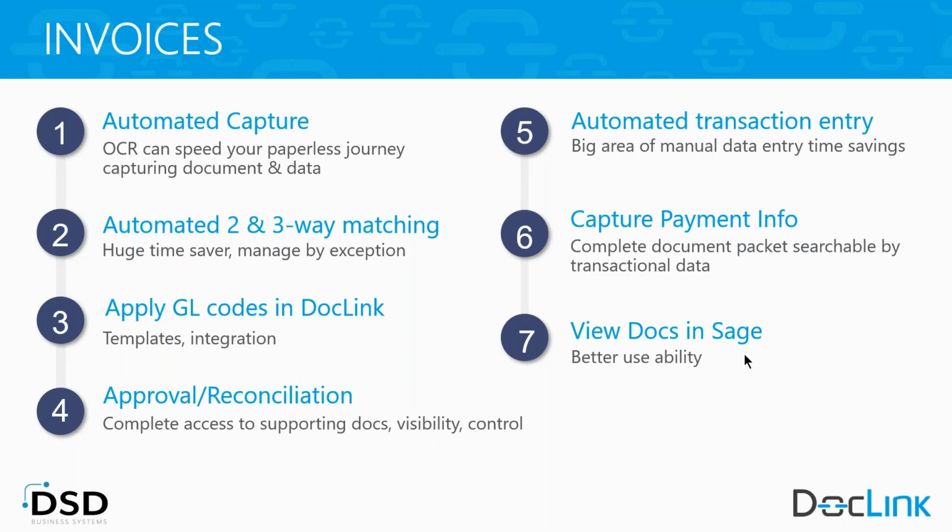We covered the OCR capture. That's going to be an option to speed the paperless journey. We've got that automated 3-way matching. That's really critical in terms of saving time. Managing by exception. You showed GL codes. So for those companies that are non-purchase order companies, that's where you're going to start your journey, right? OCR extract into DocLink to do your coding.